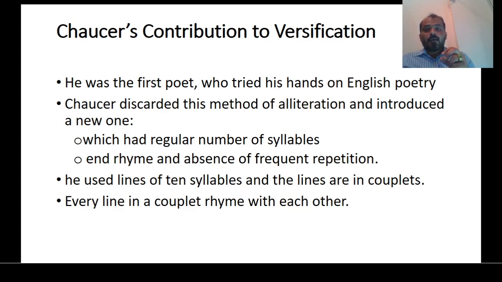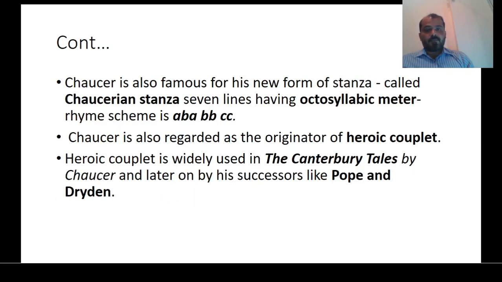So Chaucer discarded the method of alliteration and introduced a new one. Which one? One which had a regular number of syllables, end rhyme, and absence of frequent repetitions. That was his very style of writing. Chaucer used lines of 10 syllables, and the lines are in couplets. Every line rhymes with the next. That is the very unique method used here.